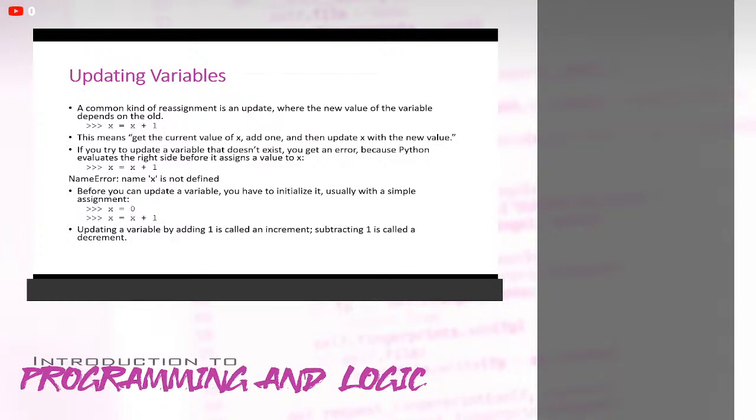Right, so we see that here. So we have to have some kind of variable in order to update it before we can continue with it. And when we're updating a variable by 1, we call that an increment or incrementation. Conversely, if we subtract 1, that's called a decrement or decrementation. Just some vocabulary for you all.